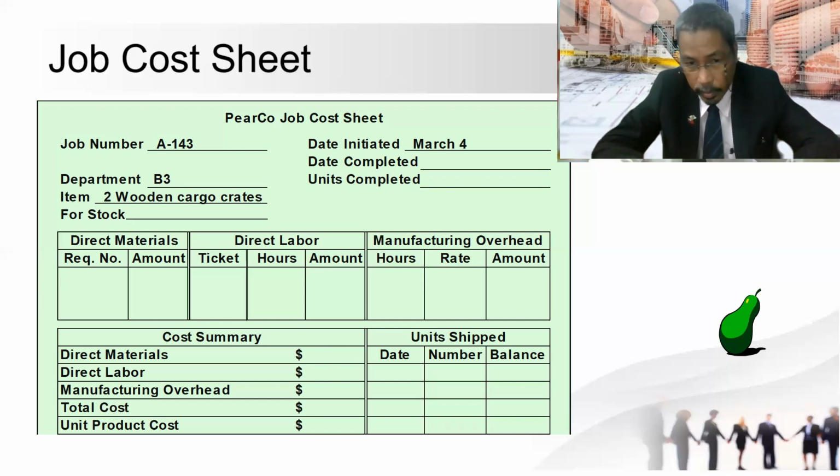Then units shipped, date, number 1. So this is the job cost sheet per job. You can use this from the start until the job is completed. And later on, it will become a record of the company.